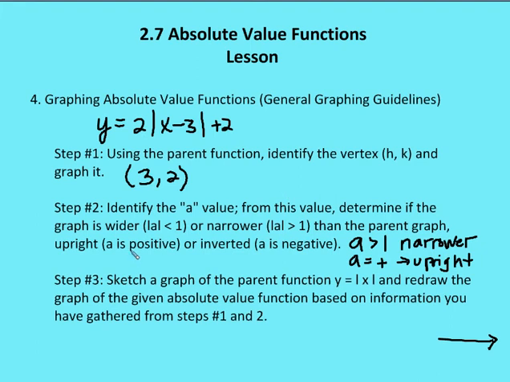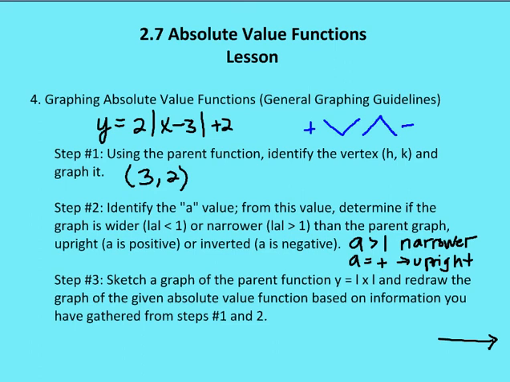And then if the a value is positive, it's going to be upright, like a V. And if it's negative, like negative 2, it would be upside down, like a mountain. Okay, so we've got a V or an upside down V. The upside down V is negative a, and the V itself is just a positive value. Step number 3 is to sketch a graph of the parent function y equals the absolute value of x, and then redraw the graph of the given absolute value function based on the information we have just gathered.